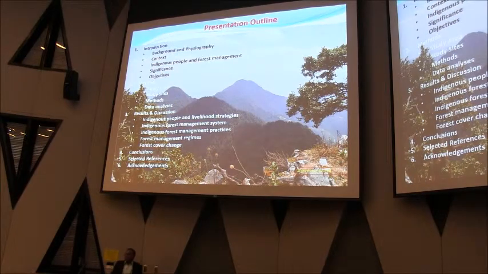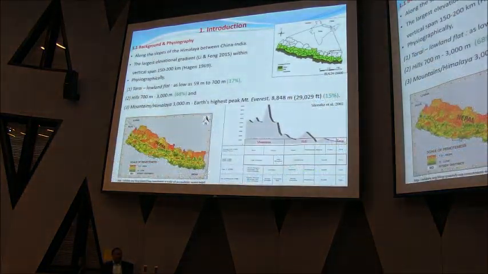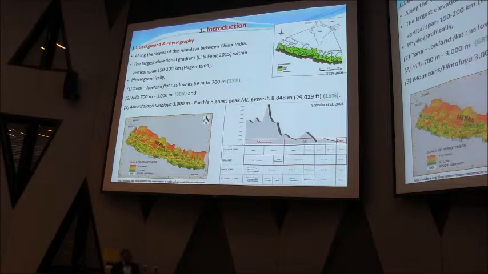So this is the outline. Let me make a brief description about Nepal. This is the biggest small country lying between two giants, India and China. It has the largest elevation gradient from the lowland to the highest summit in the world, Mount Everest at 8,800 meters. So it has three disparate physiographic regions: the lowland Terai, the mid hills, and the highland mountains.